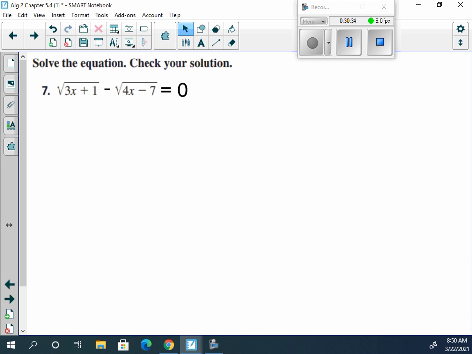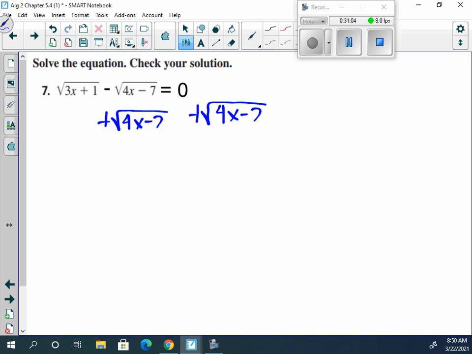All right, let's look at this here. So what's different for this one here that we didn't have on the last one? Is equal to 0. Both radicals are on the same side, yes? We need to fix it. We need to get one radical on each side of the equal sign, yes? We can add the square root of 4x minus 7 to both sides to move it over. Just like we can do it with numbers or variables, we can do it with radicals.